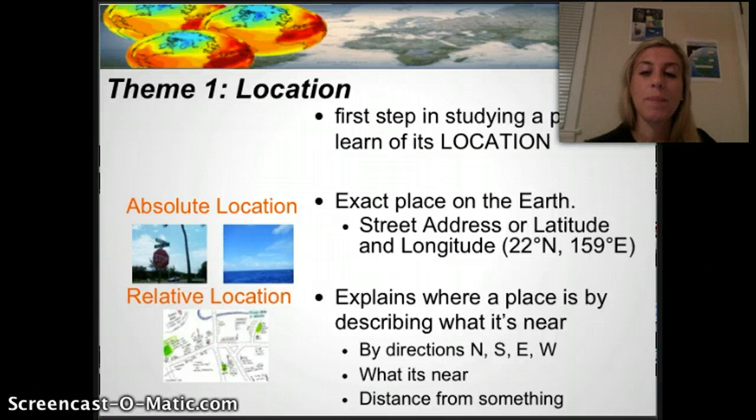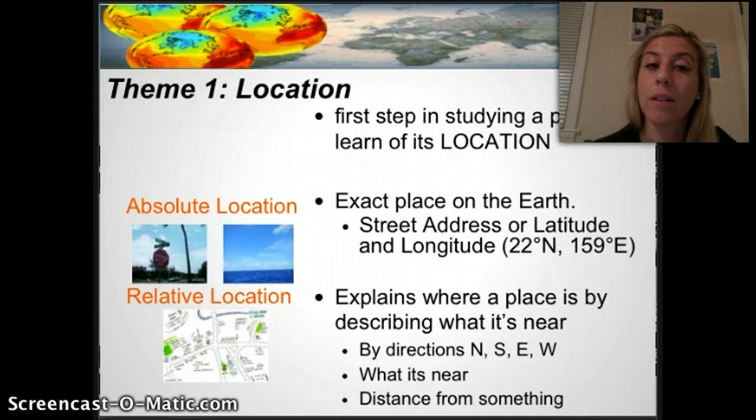Let's talk about our first theme, location. Location is the first step in studying a place. You need to know where it is located. There are 2 ways to describe that, absolute location and relative location. So first, let's talk about absolute location. Absolute location is the exact place somewhere is on Earth. For example, your street address, which would be your house number and your street, or your global address. Your global address is your address based on the latitude and longitude of your location.